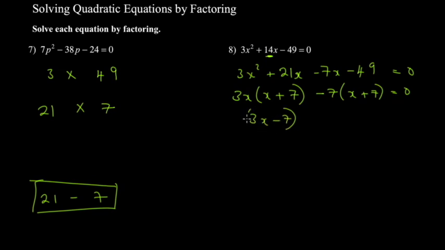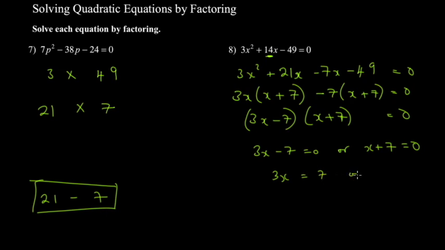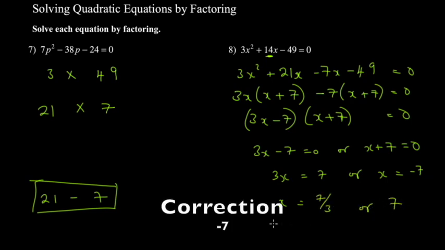Okay, so you have to combine these ones first, and then combine these ones. And then afterwards you say 3x minus 7 equal to 0, or x plus 7 equal to 0. So you get 3x equal to 7, or x equal to negative 7, like this. So x equal to 7 over 3, or negative 7. Done. Okay, so this one was a bit easier.